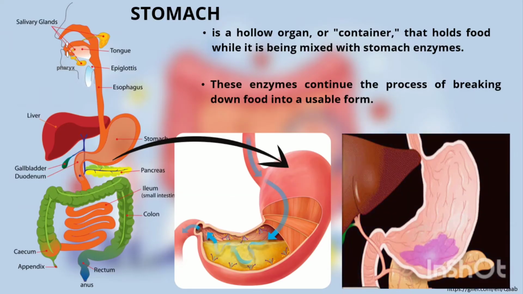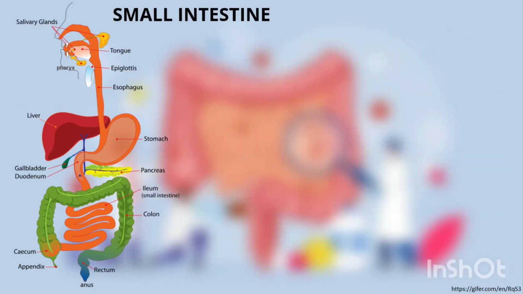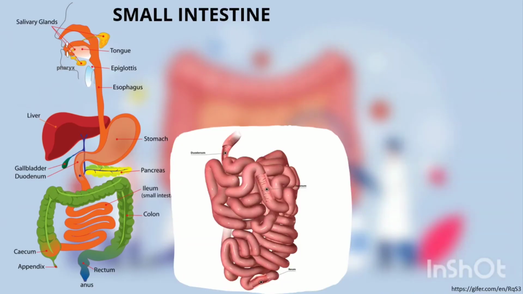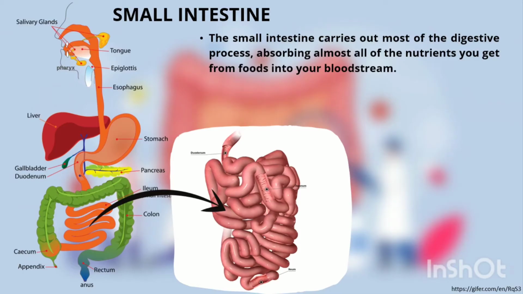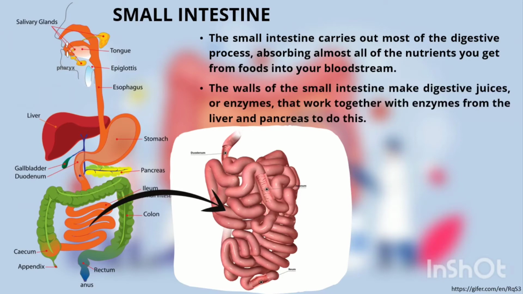Now the food is partially digested. It enters the small intestine. Functionally, the small intestine is considered as the organ of complete digestion and absorption. This is because it secretes the enzymes that change food materials into their simplest components. Structurally, it is considered the longest organ of the digestive system.